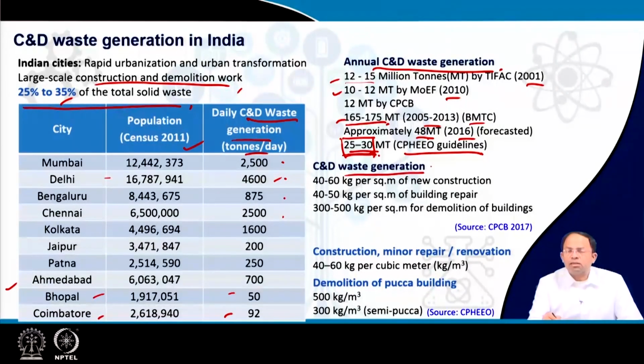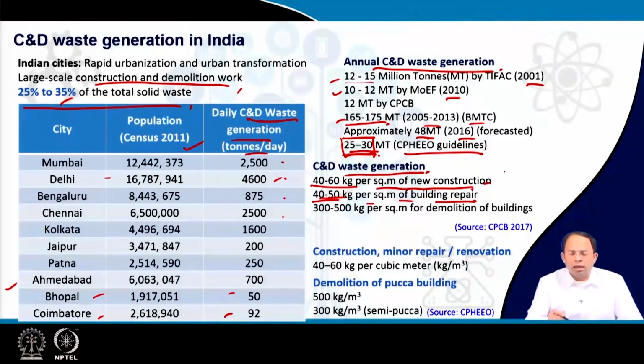C&D waste generation could also be looked at in the form of rates of generation of waste. For every square meter of new construction, 40 to 60 kilograms of waste is generated. Same goes for repair of a building, the same 40 to 50 kilograms of waste is generated. Why? Because here the waste generation is a function of wastage or natural excess and rejects that happen during the construction process. So either it is excess or rejects, like when you sieve the sand, some rejects will come out. All these things lead to around 40 to 60 kilograms of waste per square meter of building repair or new construction.